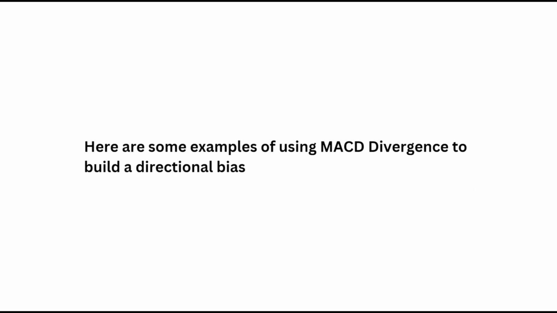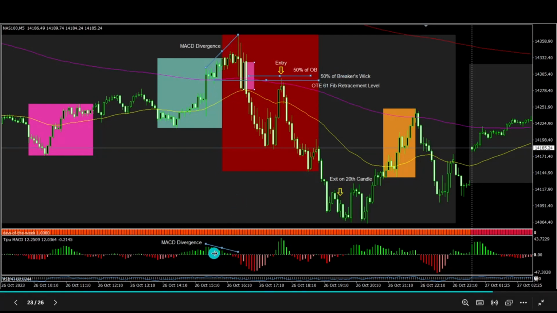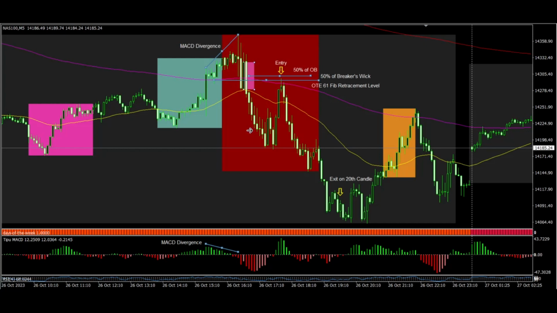Here are some examples of using MACD divergence to build a directional bias. This is on the 5-minute chart. You can see a MACD divergence from this level of price, and looking at the histogram, the bars are going lower. And after that, that's when price goes down. This is from our other example where we saw the fake swing high.